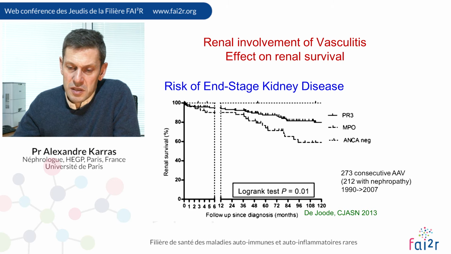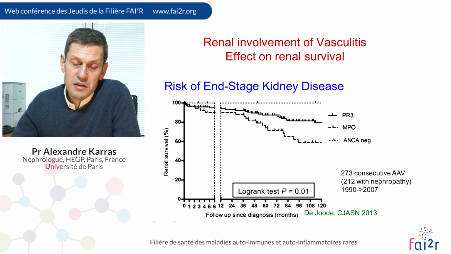And this is depicted here in the series coming from the Netherlands, in which you can see that patients with MPO, which most of them have microscopic polyangiitis, have about 40% chances to get end-stage renal disease by 10 years of follow-up.